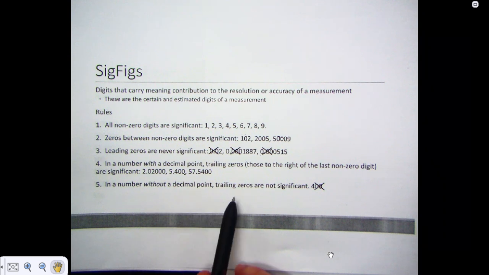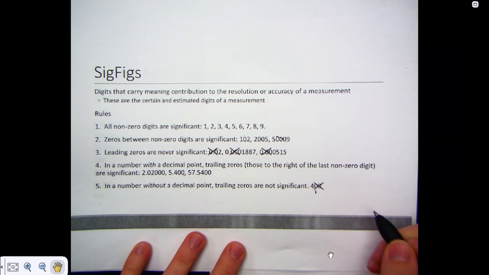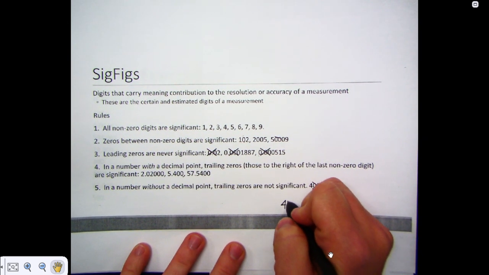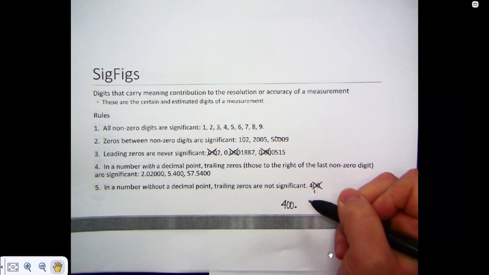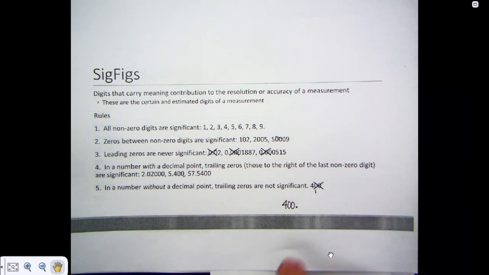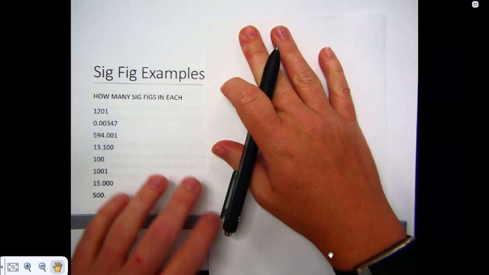If I don't have a decimal, then trailing zeros are not significant. For example, this 400 would only be one significant digit, whereas if I had 400 with a decimal, I would have 3. The decimal adds the significance, whereas without it, this does not have it. So let's get some practice counting our significant digits.